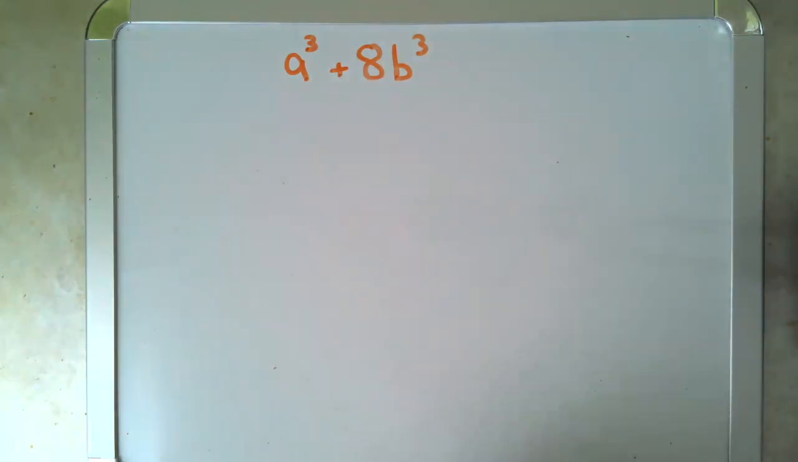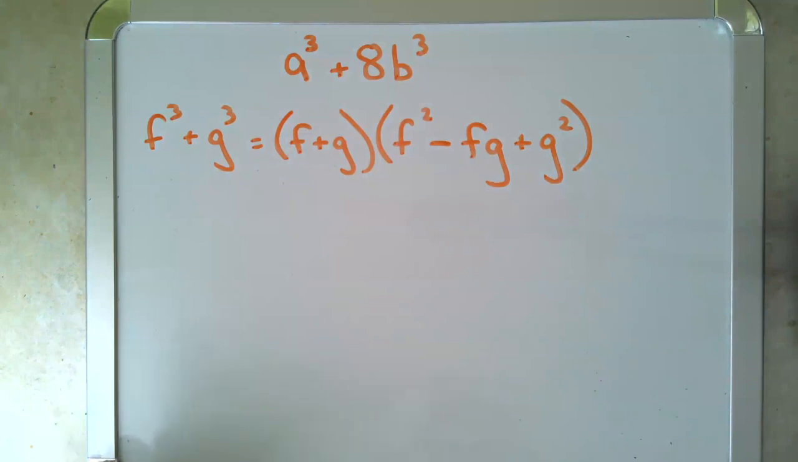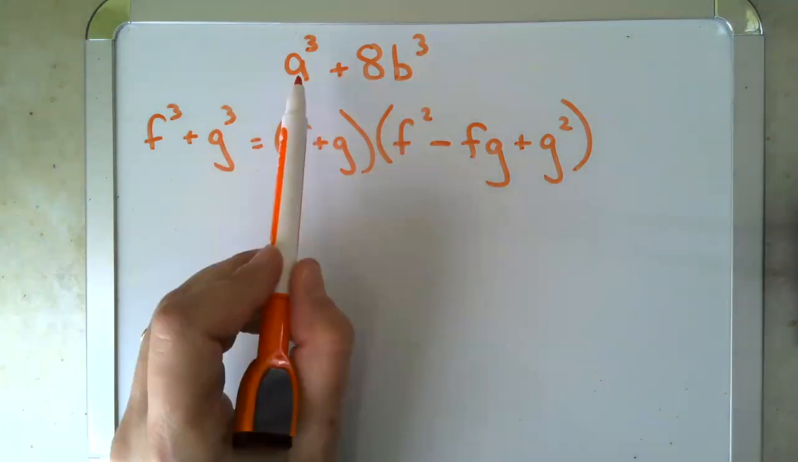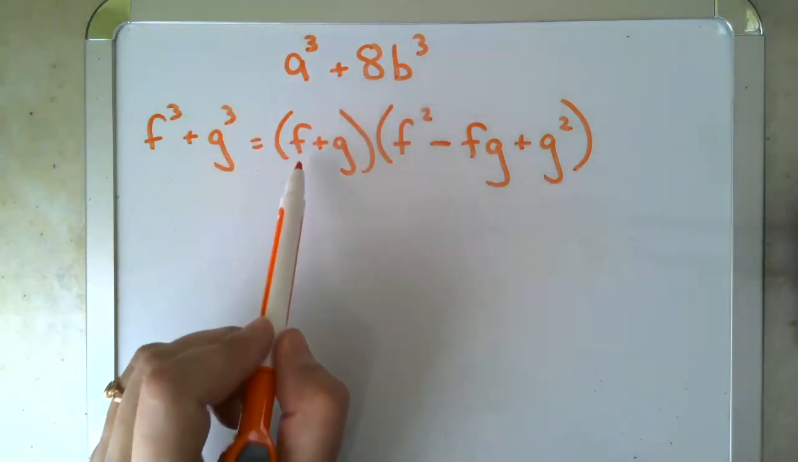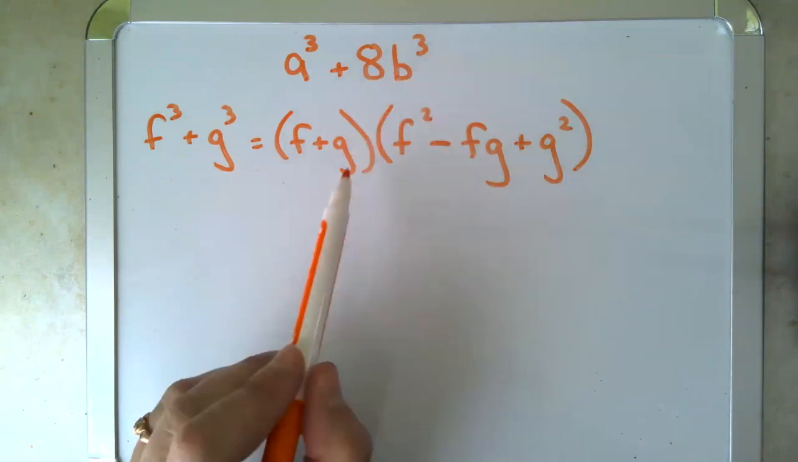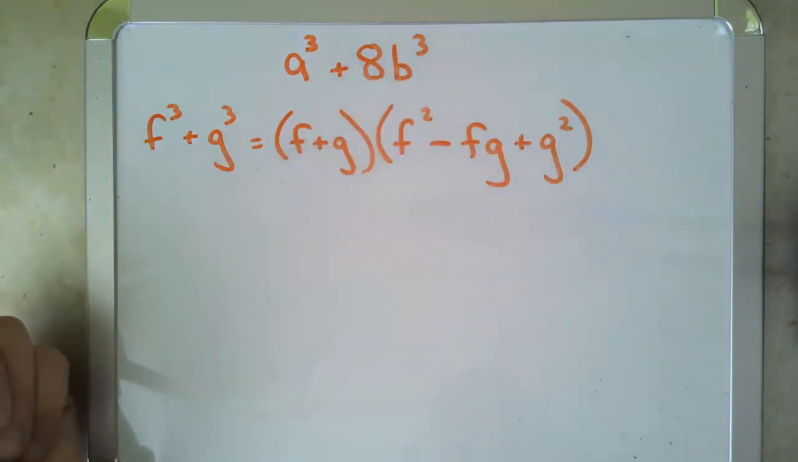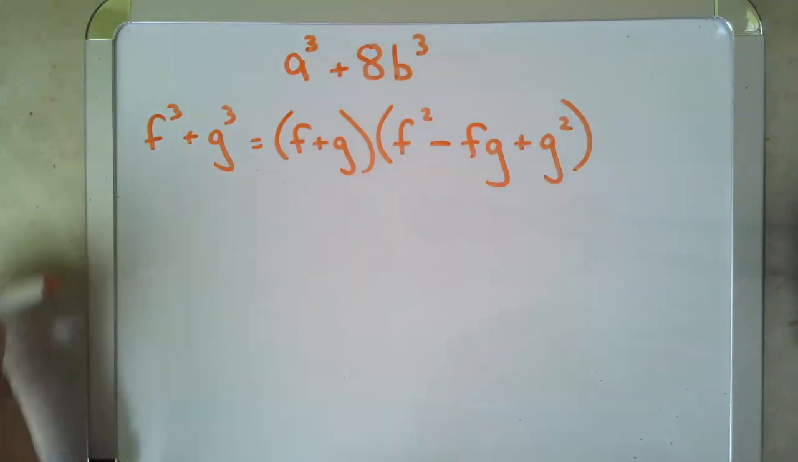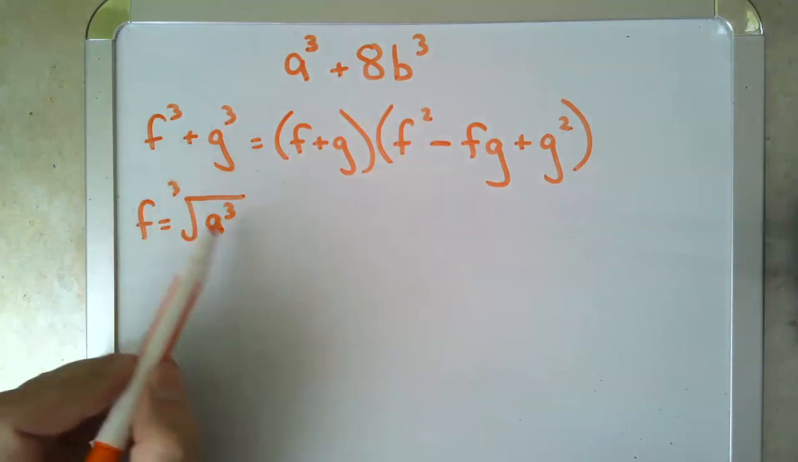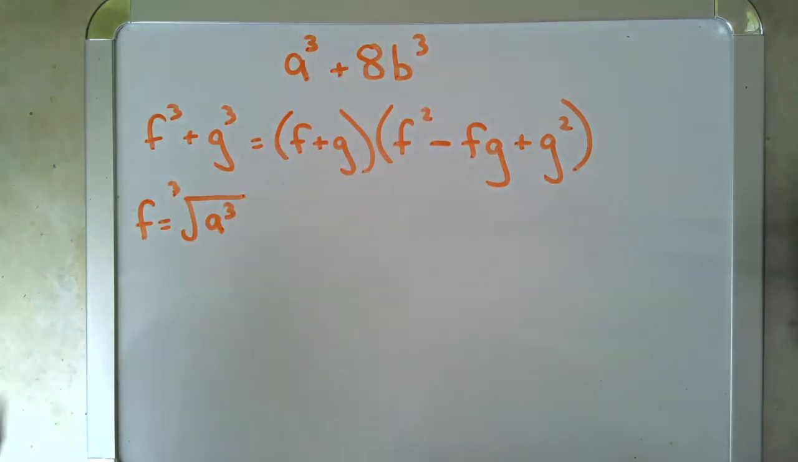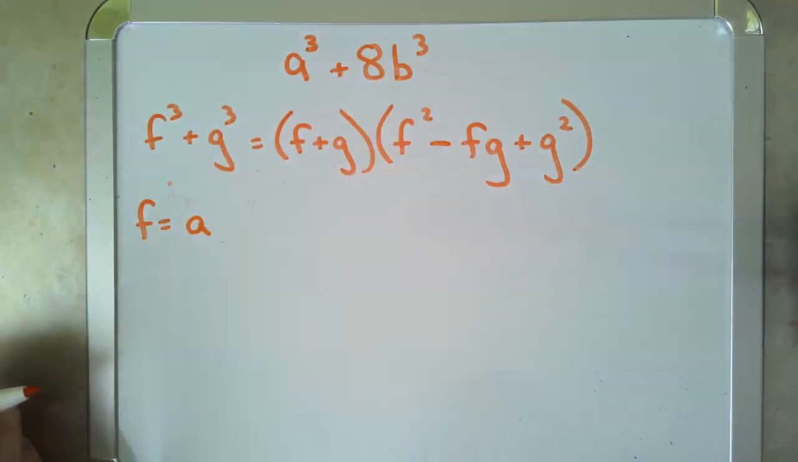So the next thing I like to do is write out my formula. And my next little hack, just to make life easier, is I like to then figure out, okay, what is my f? What is my g? In other words, what are the cube roots of each of these elements? So I would, on the side, do this. F equals the cube root of a cubed, and the cube root of something cubed is always itself. So in this case, my f is a.